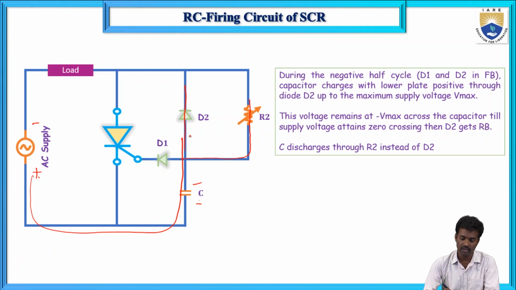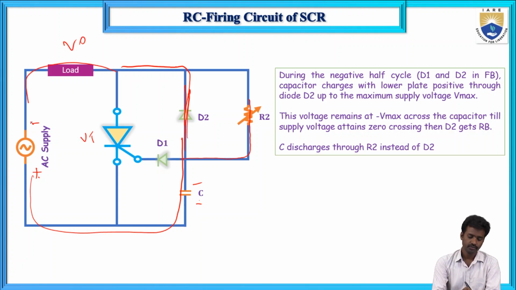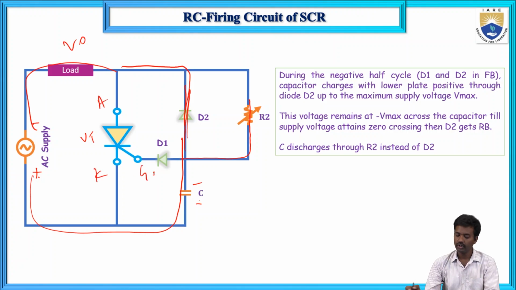The diode is in forward bias, it is a short circuit, so current flows in this path. This is the negative. Now this is V0 and this is VT. Here this is the anode, this is the cathode, and this is the gate. So the capacitor charges with the lower plate positive through the diode D2 to its maximum voltage.